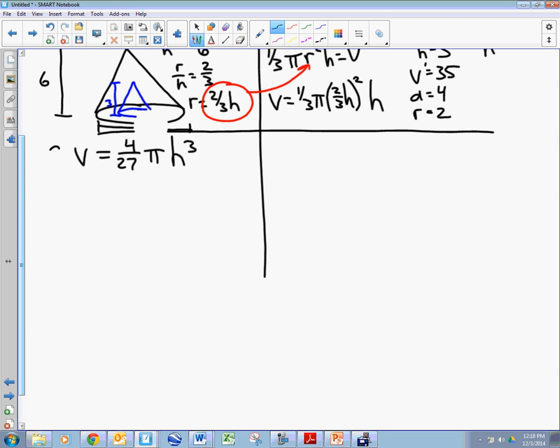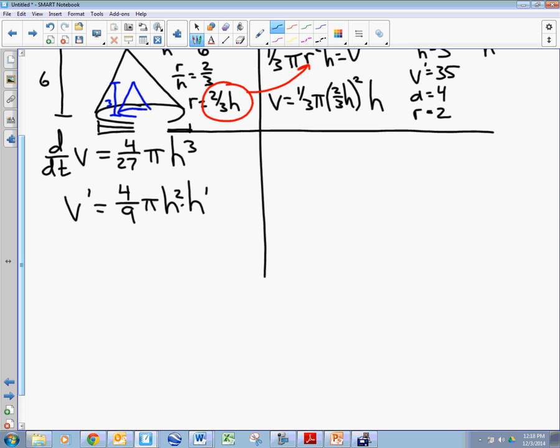Now I can take the derivative with respect to time. The derivative of v with respect to time is v prime. 4/27 pi h to the third. I move the 3 in front. So 3 over 27 will reduce to 1 over 9. So I get 4 over 9 pi h squared h prime. You okay with that?